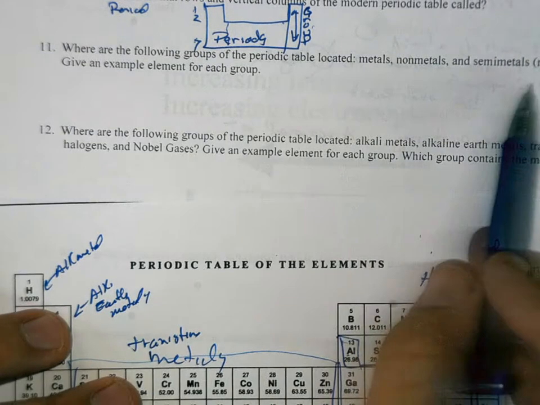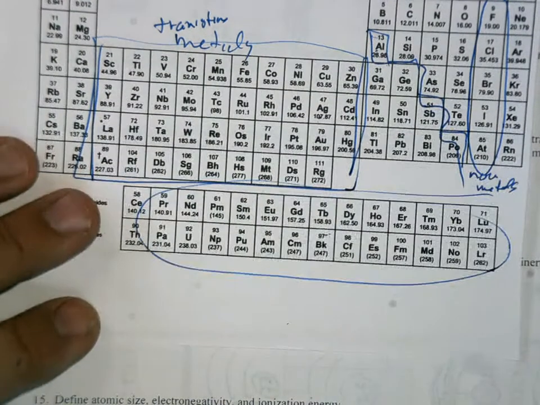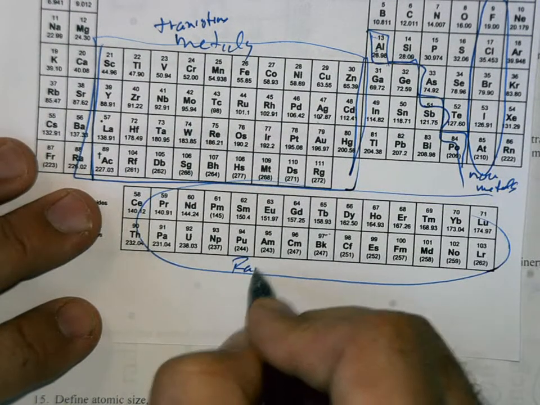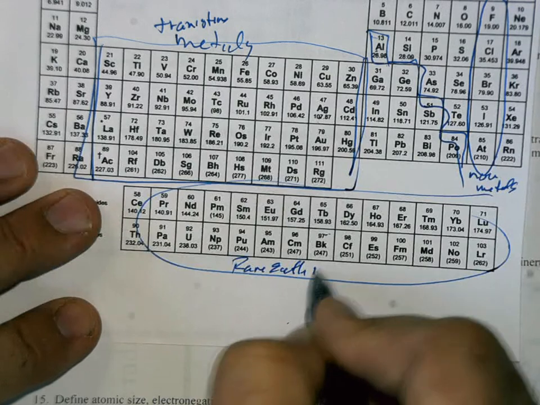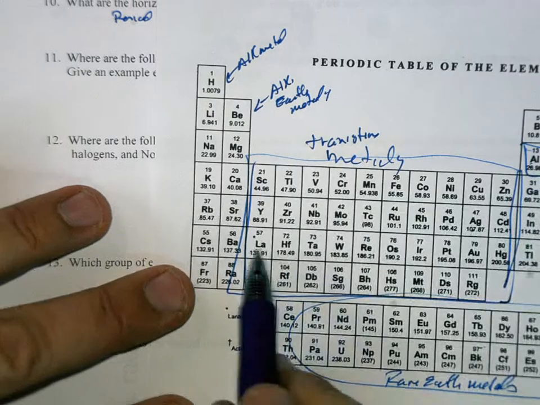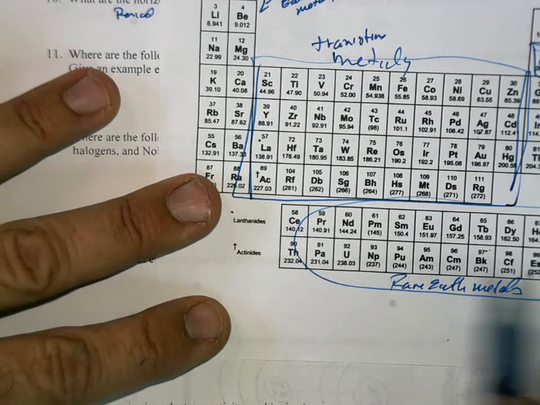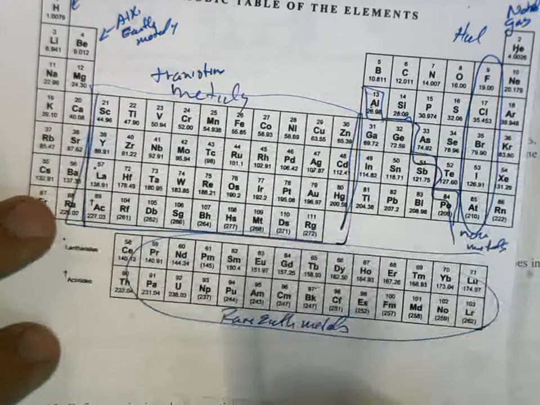Did I get everything? And you know what? Down here, those are known as the rare earth metals. And specifically, the top group, since lanthanum is the first one, they call them sometimes the lanthanides, and sometimes these are called the actinides down there. But if you know these are the rare earth metals, you'll be good.